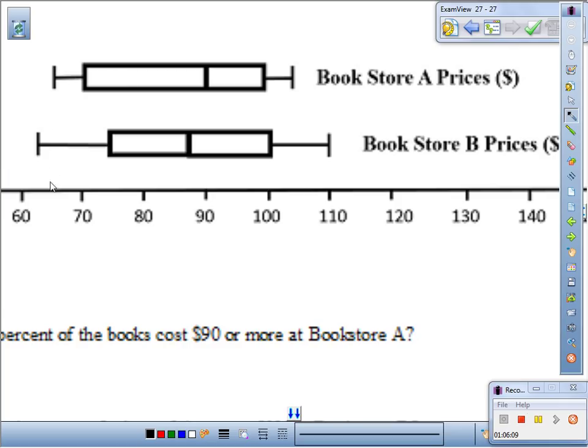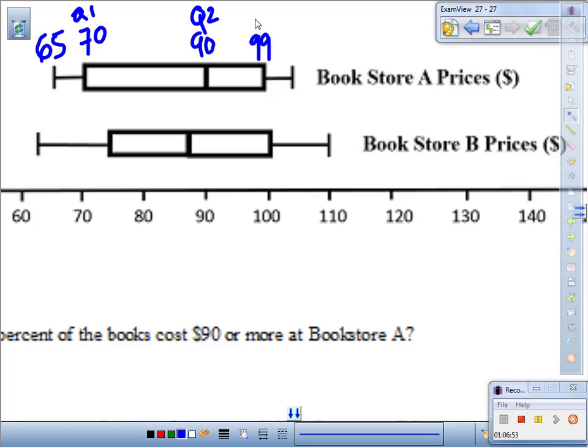What is the minimum? 65, so we label that 65. What is Q1? It's about 70. Okay, that's Q1. What is Q2? 90. Q3, it's not 100. 99, okay. 100? Okay, 99. All right. And the maximum? 105. Very good, 104.